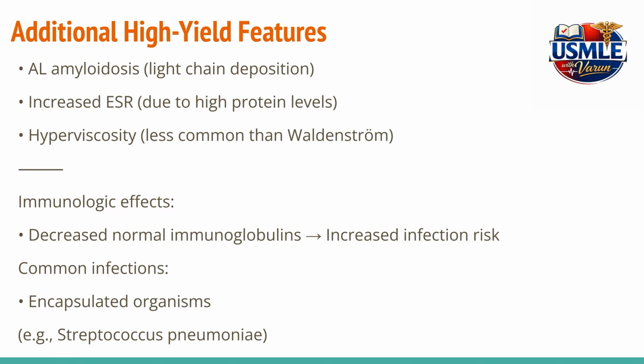There are several additional high-yield findings we need to know about. Light chains can also deposit as AL amyloid, leading to amyloidosis. Another is that ESR is often elevated due to high protein levels. There's also increased infection risk because normal immunoglobulins are suppressed, and patients are especially prone to infections with encapsulated organisms like Streptococcus pneumoniae.